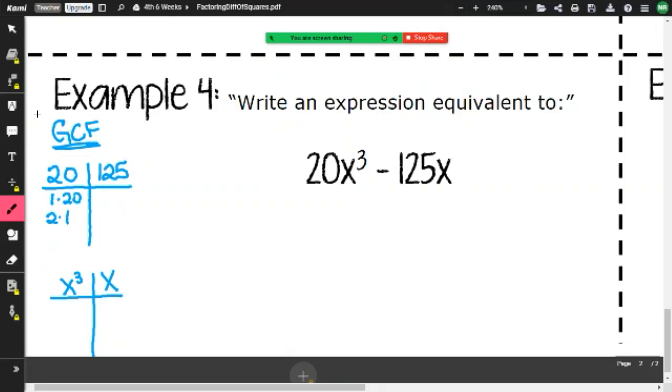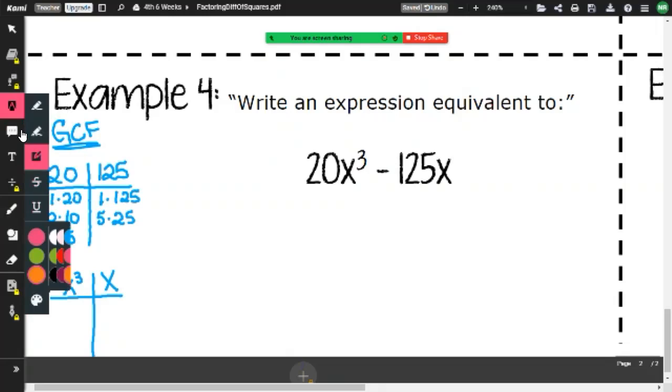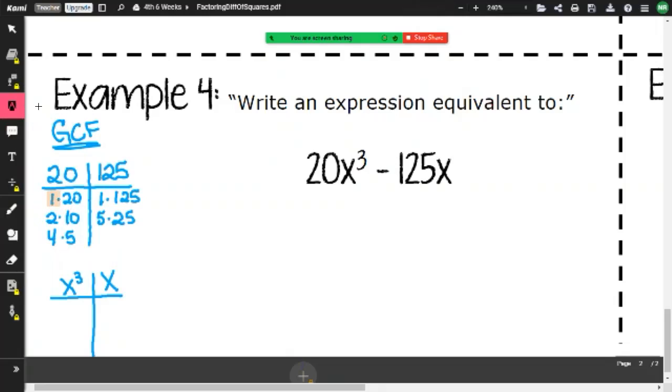1 times 20, 2 times 10, 4 times 5. Now, if we multiply 5 times 4, that makes it the same, and we stop there. What about 125? 1 times? And? Yep. All right, now we found the factors. Now we have to find the ones they have in common. All right, we know for sure the 1 will always be in common. What else? All right, now the G in GCF stands for? So the greatest common factor is which one? 5. Circle the 5, underline the other one.